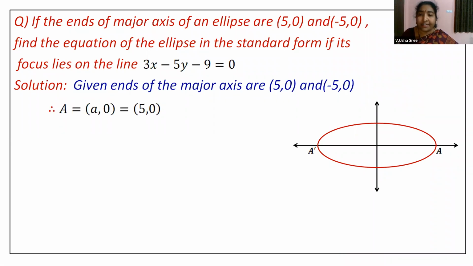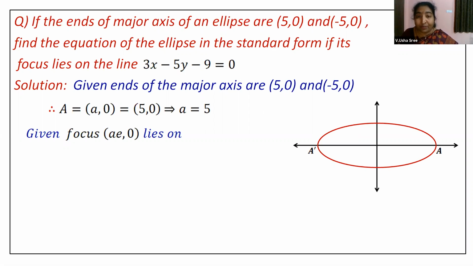So one of the points we can take is 5 comma 0. That means small a is equal to 5. That is the length from the center to the point A, isn't it? So what else is given, children? If its focus lies on the line 3x minus 5y minus 9 equal to 0. Now you're given that the focus of the ellipse will be represented by ae comma 0, isn't it? So where is ae comma 0?